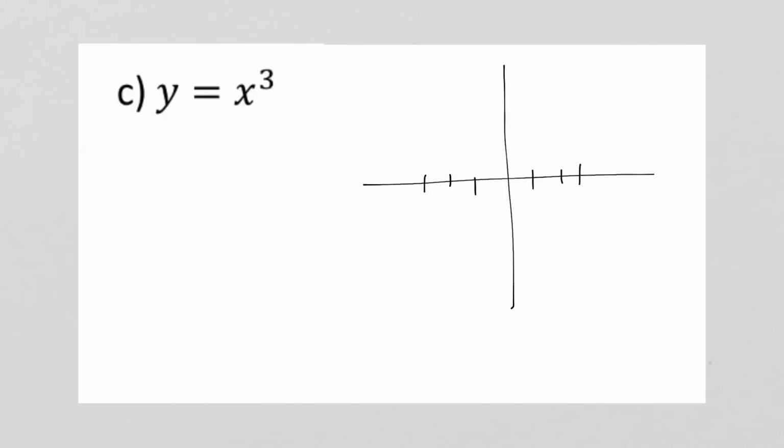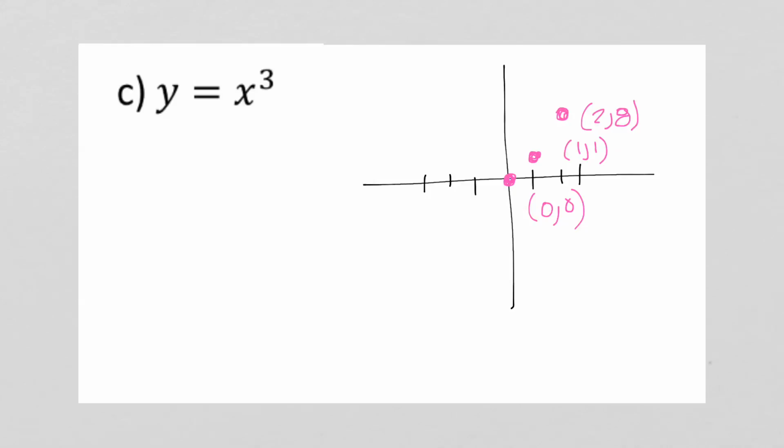So let's plug in 0. 0 cubed is 0. Boom. So I get that point right there. 1 cubed is 1. So I'll get a point right there at (1, 1). I have my (0, 0). What about 2? 2 cubed is 8. 2 times 2 times 2 is 8.